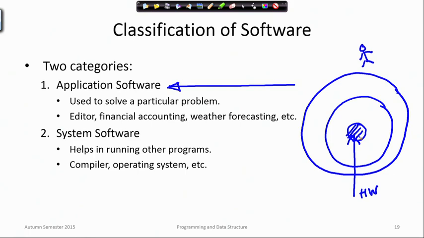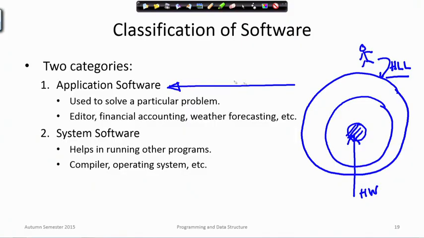Why? Because the hardware merely understands ones and zeros, and it is very difficult for the user to write in ones and zeros. So, the user will write in some high level language, HLL, and the system automatically converts it into a form that is understood by the hardware. And what is that automatic way of converting it? We have seen that the compiler is a software, which converts.